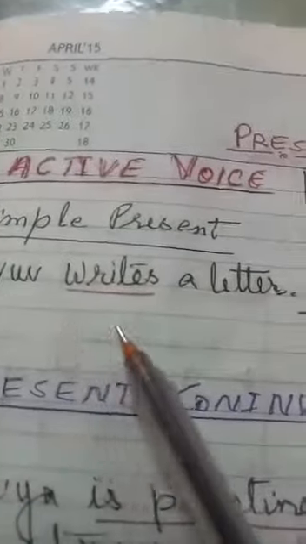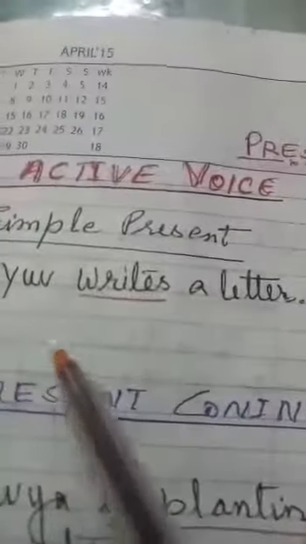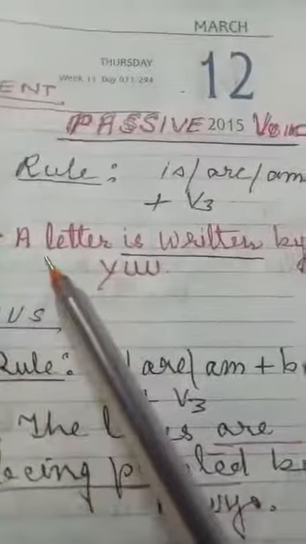For example, she writes a letter to her father. What will be the helping verb? Is, are, am. Nothing else you do. Only keep these rules in your mind and just fit the rules. So, a letter, single letter: a letter is written by her.